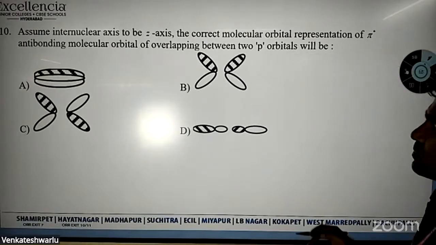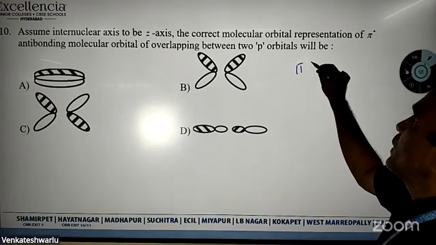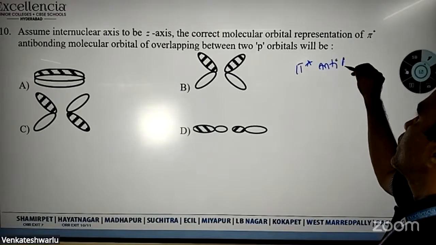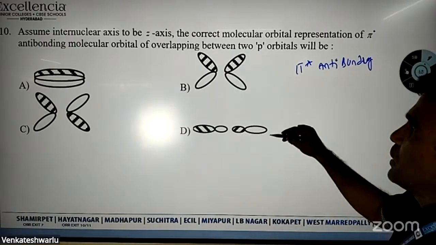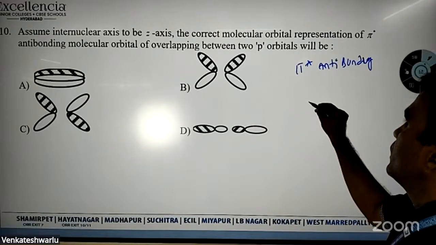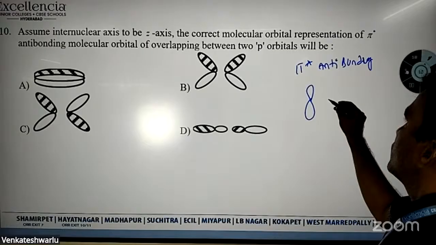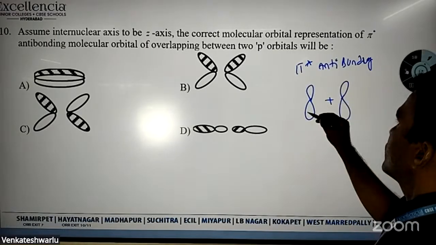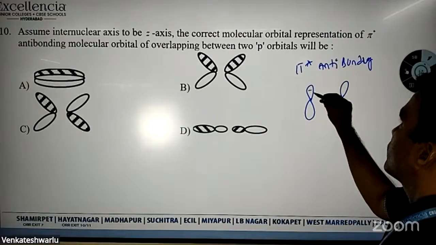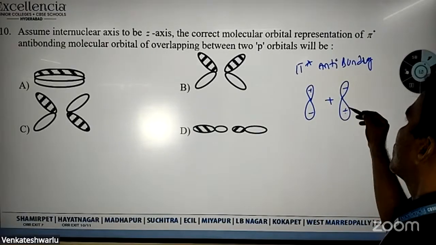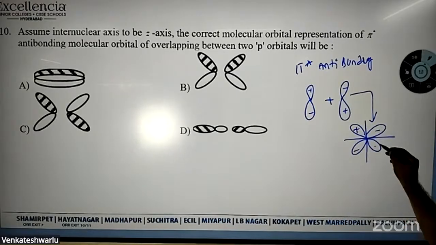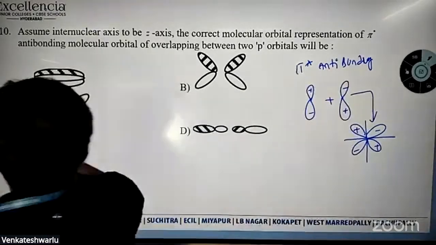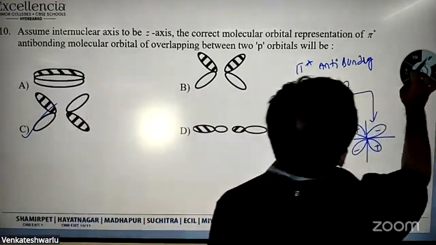It's a very easy question. They are asking about the antibonding pi star orbital. If Z is the internuclear axis, then Px and Py are parallel to each other, with plus and minus, minus and plus lobes. It has two nodes. The right answer is C. Now let us move to the next question here.